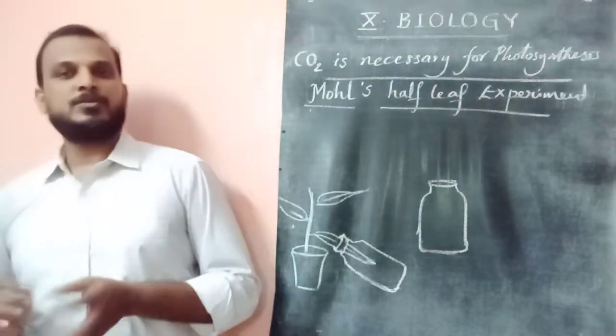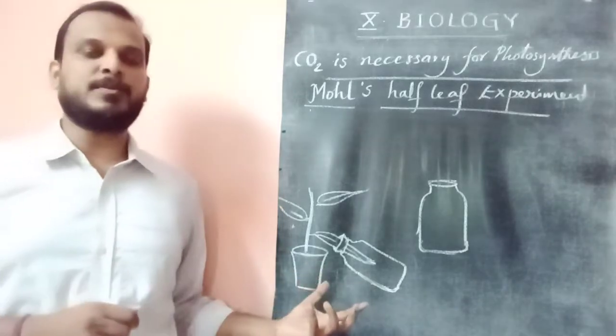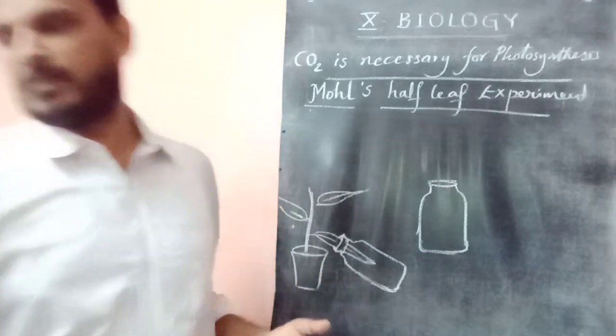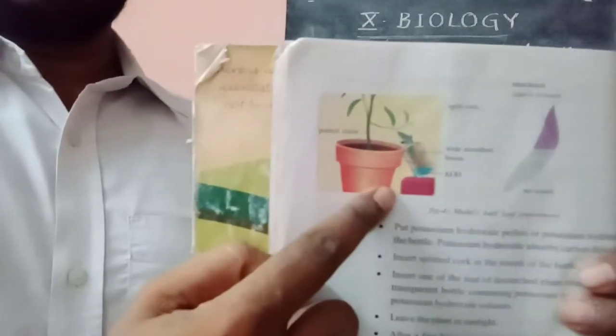Dear children, we are observing this Mohl's half-leaf experiment and its arrangement. This is the final arrangement of this apparatus as shown in the textbook. Once again I show to you. So this is the final arrangement: a potted plant with long narrow leaves, and half of a leaf is kept inside the bottle, and something is there in the bottle, we will see later.